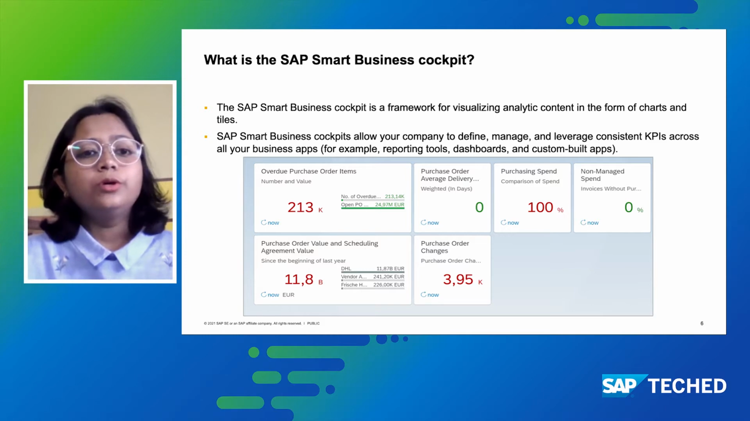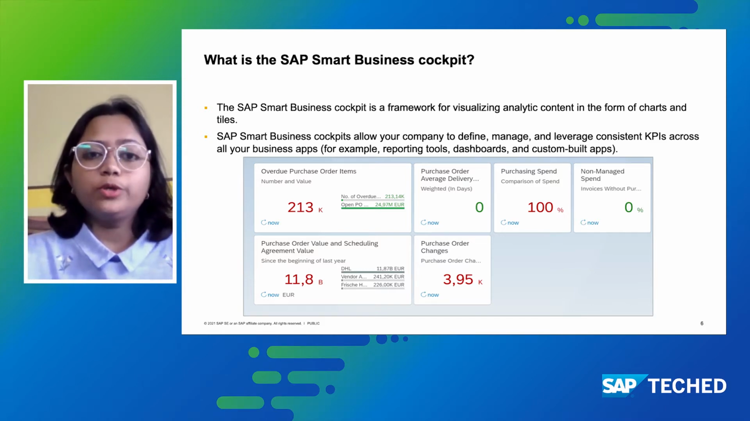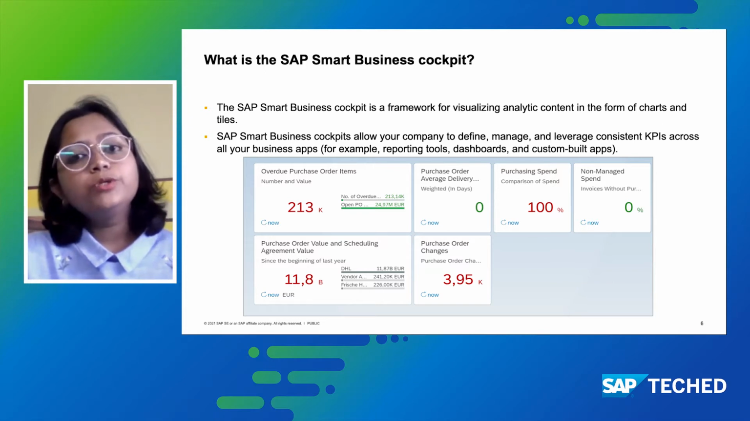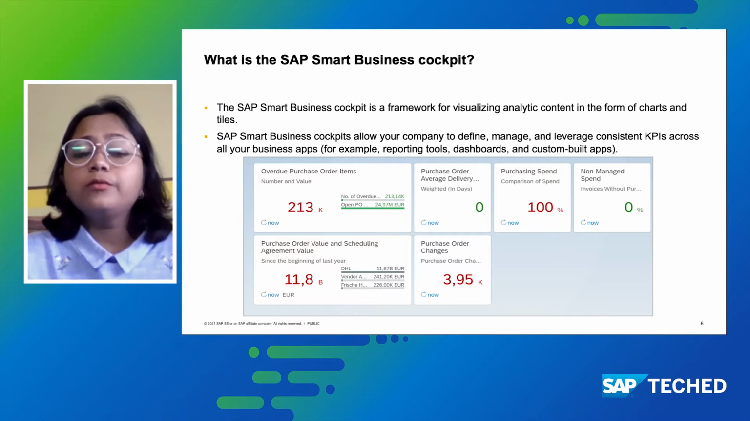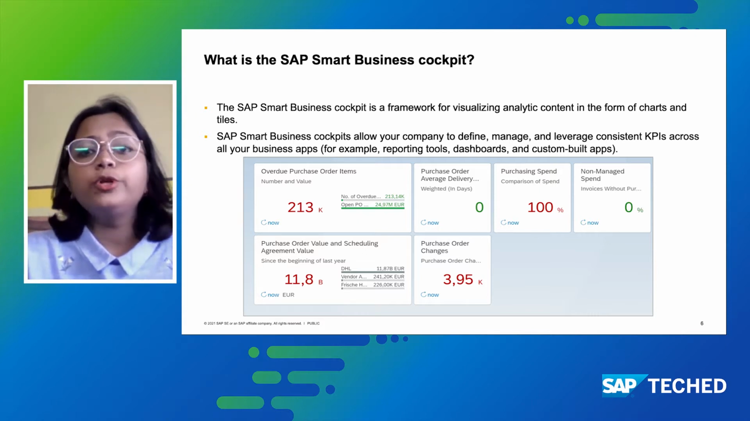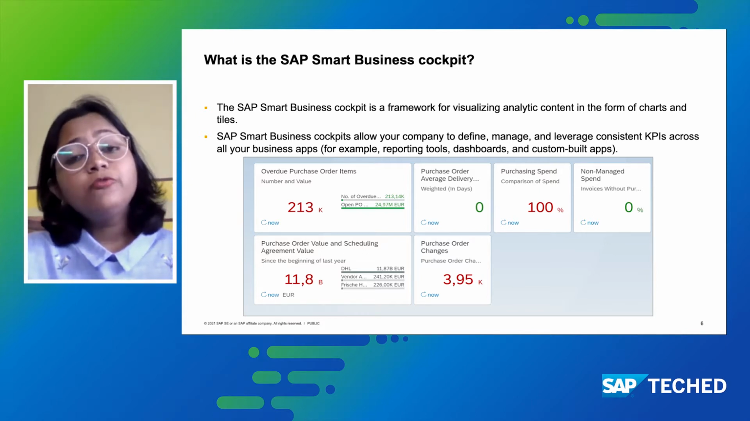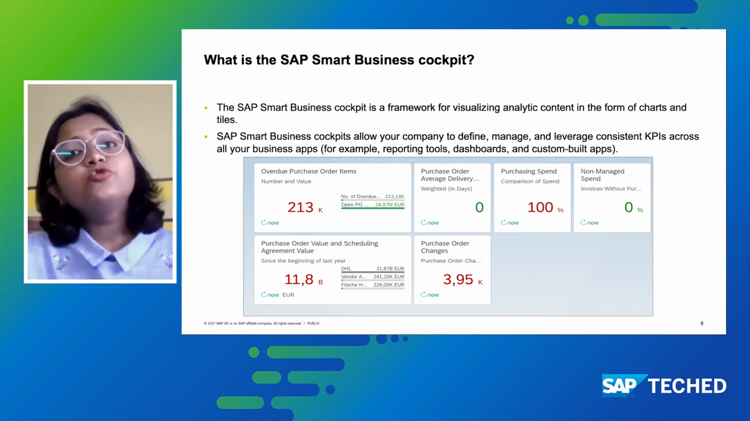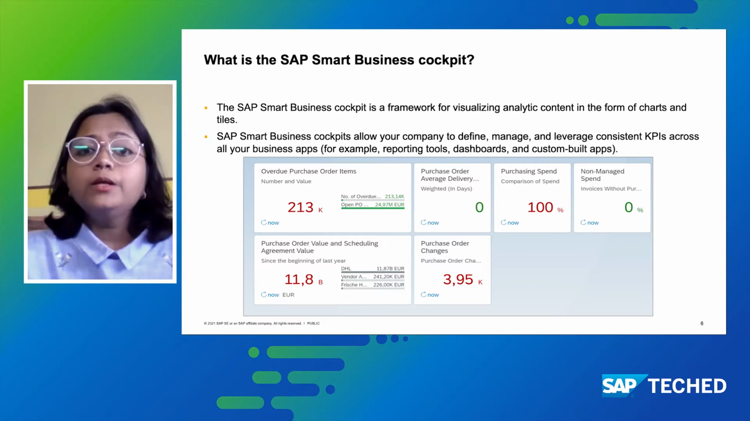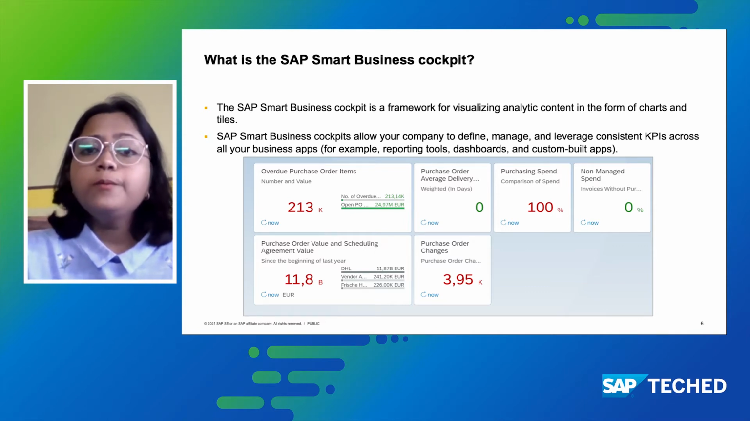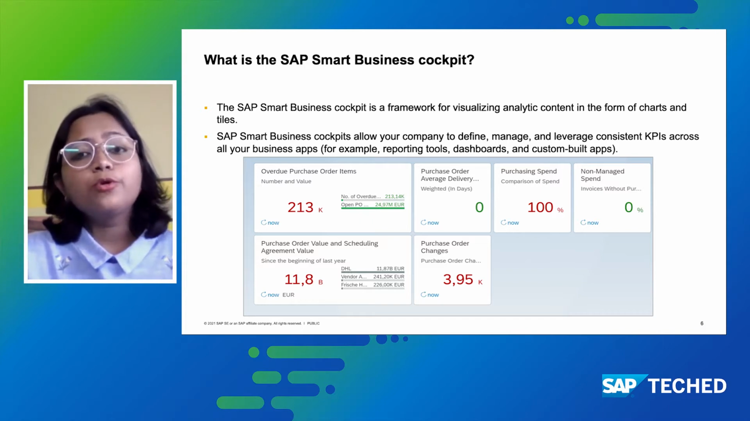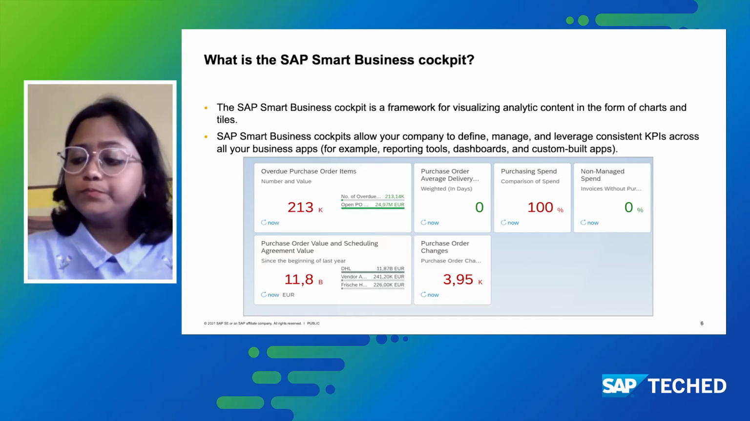Let's move on to the SAP Smart Business Cockpit. SAP Smart Business is a framework using which an end user or different LOB solutions can create their own analytical Fiori app, using which they will be able to visualize their analytical contents in the form of charts and data. They are able to define, manage, and leverage their consistent KPIs across their business processes.